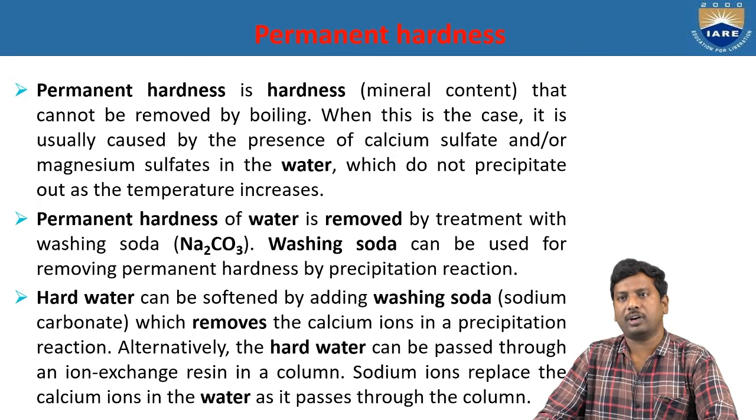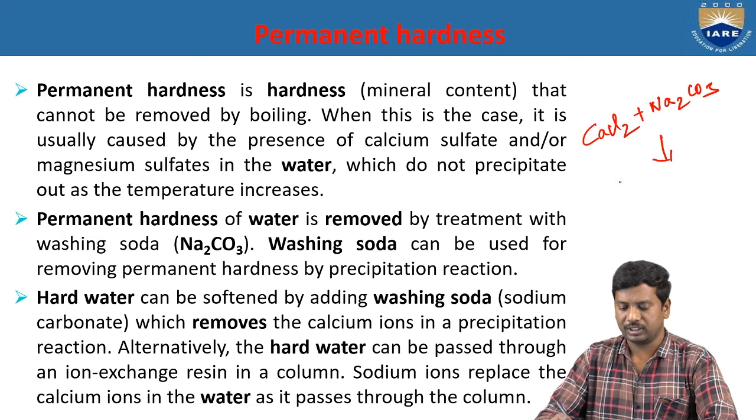Permanent hardness of water is removed by treatment with washing soda, nothing but sodium carbonate. The formula for washing soda is Na2CO3. Washing soda can be used for removing permanent hardness by a precipitation reaction. Hard water can be softened by adding sodium carbonate, which removes the calcium ions in a precipitation reaction. For example, if calcium chloride is present as permanent hardness and you add sodium carbonate, Na2CO3, what happens?